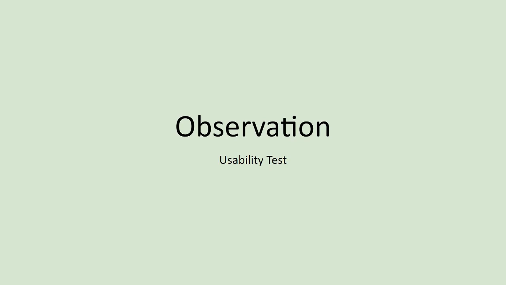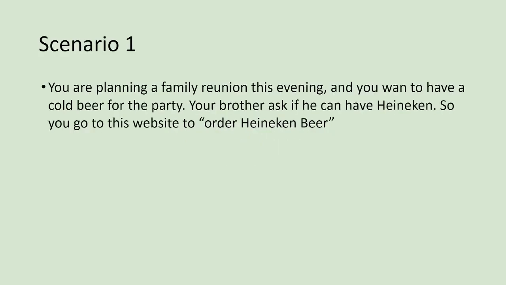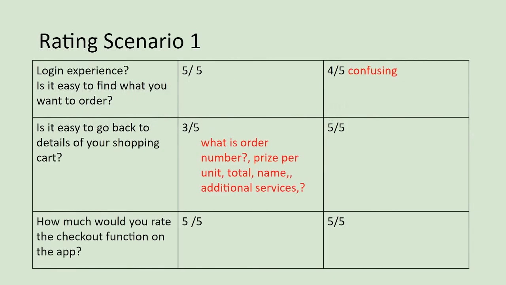So after the usability test on the mobile application with my 2 participants, these are the observations on the user problems. So let's go to scenario 1. I asked them to order Heineken beer, and then they also need to place the order and check the details. In the rating table, the first column refers to the question I asked them, the second is for the first participant, and the third column is for the second participant.